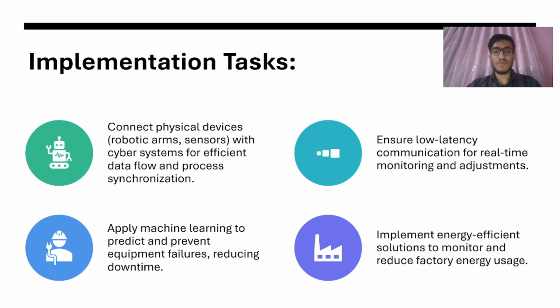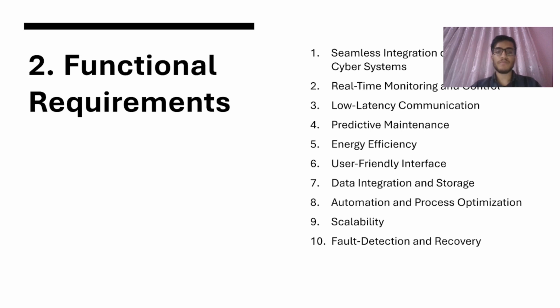To achieve these objectives, we have outlined several key tasks. First, we connect physical devices like robotic arms and sensors with our cyber systems to ensure smooth data flow and process synchronization. Second, we make sure that the communication between these devices happens with very low latency, which is essential for real-time monitoring and adjustments. Third, we apply machine learning techniques to predict equipment failures before they occur, reducing downtime. And lastly, we implement energy-efficient solutions to monitor and cut down on factory energy use.